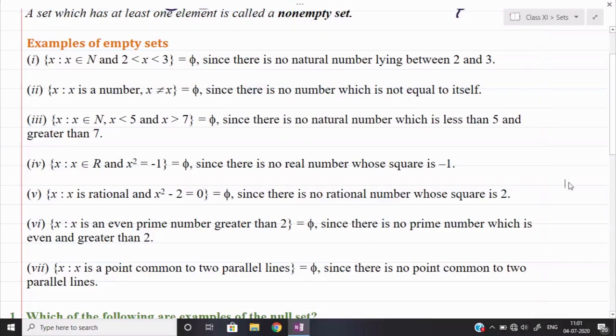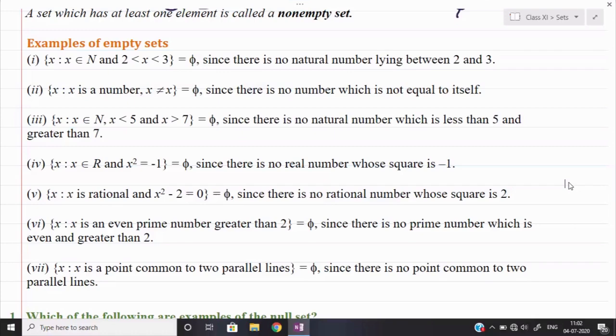So here they are saying the value of x is less than 5 and the value of x is more than 7. Either condition alone can be true. Natural numbers can be less than 5, and natural numbers can be more than 7. That is not a problem. But there is no natural number which is less than 5 as well as greater than 7. If it is less than 5, it can be 4, 3, 2, 1 and so on, but those numbers will not be more than 7. And if I take more than 7, it cannot be less than 5. So this is also an example of an empty set.